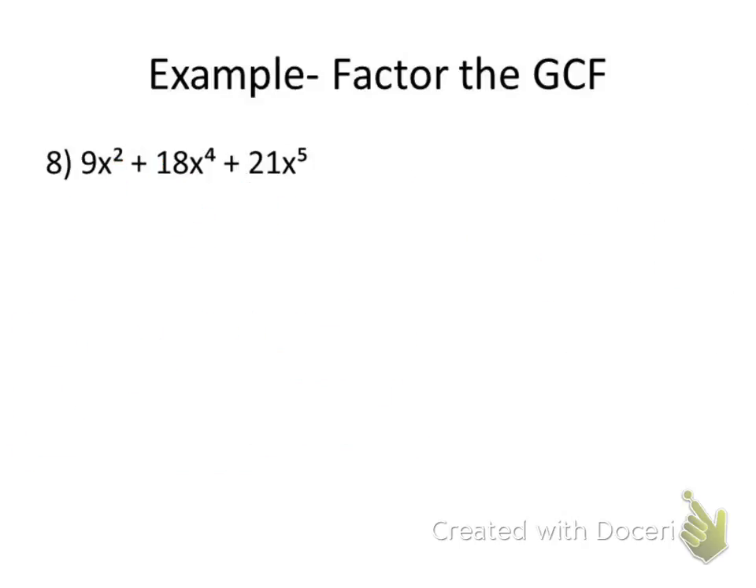All right, here's number 8. So give me a second to write it. We're going to do it the exact same way. We're going to make a list for 9x squared, 18x to the 4th, and 21x to the 5th.